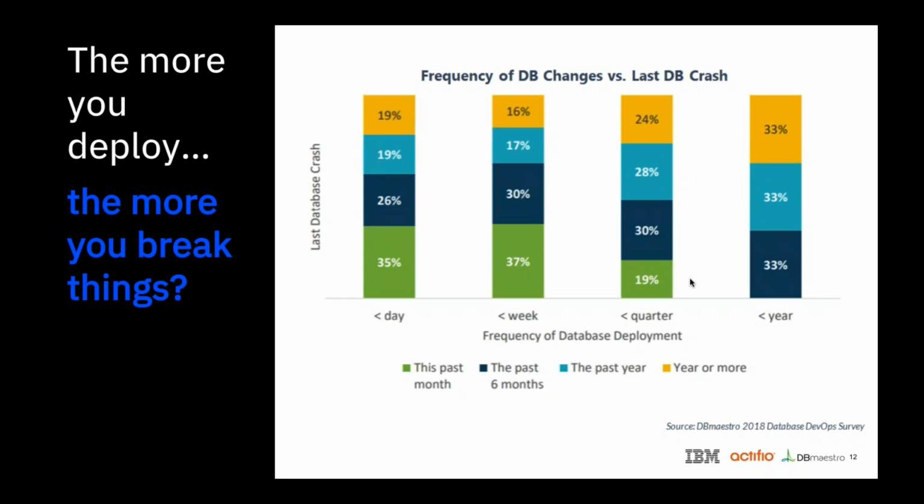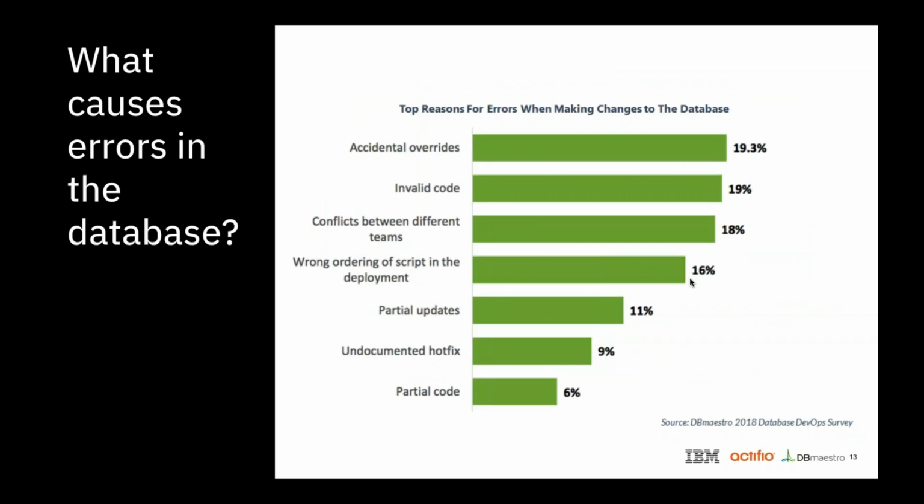Might be so, but if you really think about it, and you think about what can go wrong, and here this would be the last slide about surveys. This is what people are finding out when doing at least database releases. They have problems around code overrides, invalid code going to the wrong environment, conflicts between different teams.